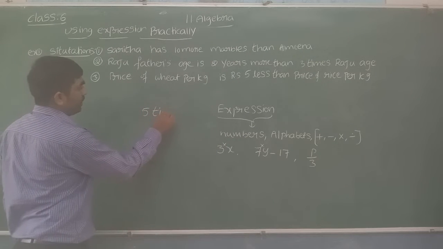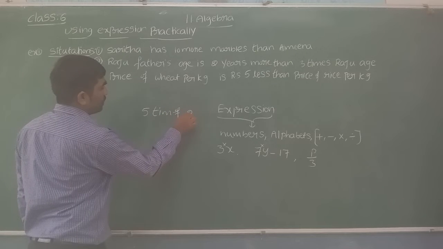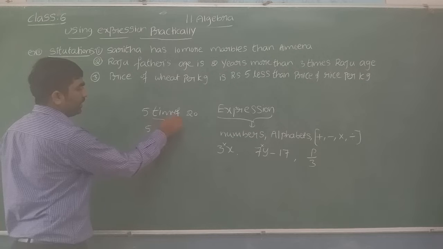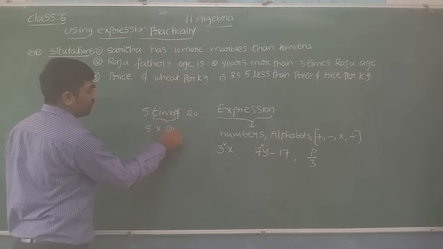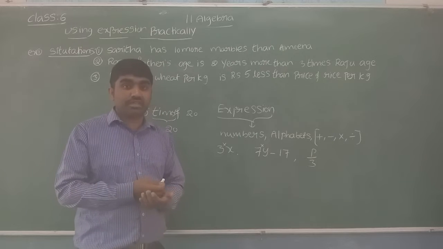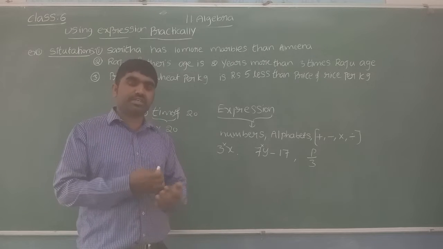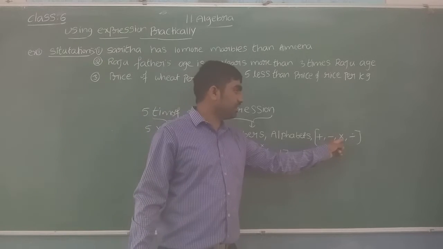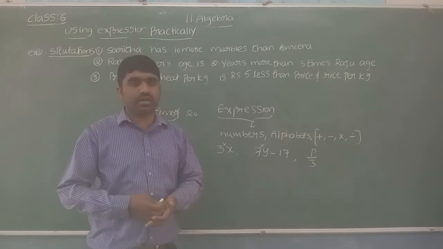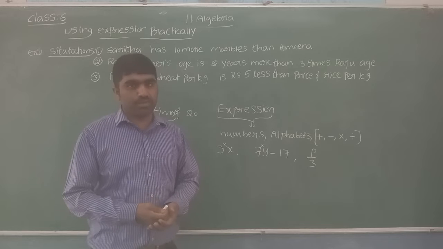When can we use multiplication? 5 times of x. Suppose they said here 5 times of 20. 5 times of 20 is nothing but 5 into 20. So they will say 2 times of x, 3 times of x, twice x. In such cases, we can use the operation into. And division, they will tell you it is divided by so and so number. In such cases you can do the operation.